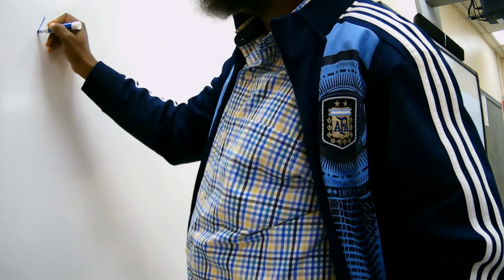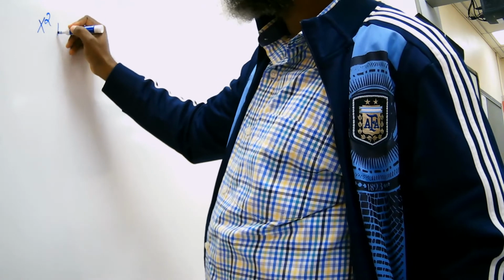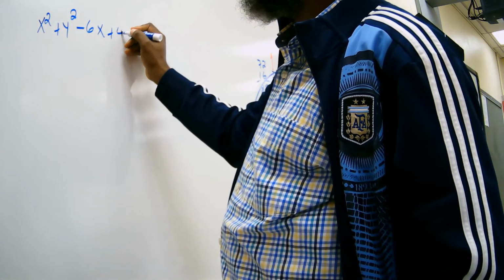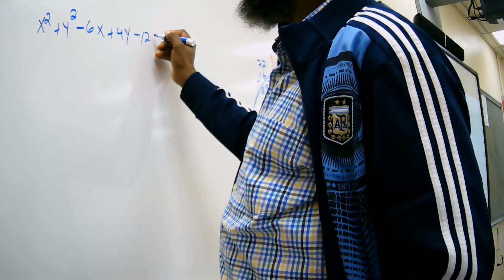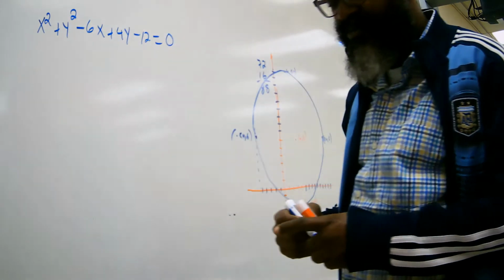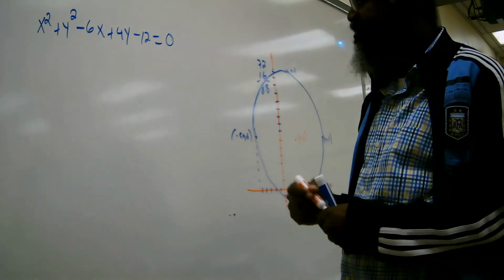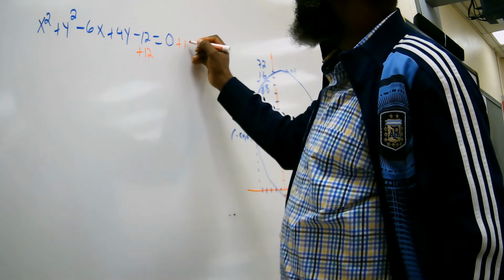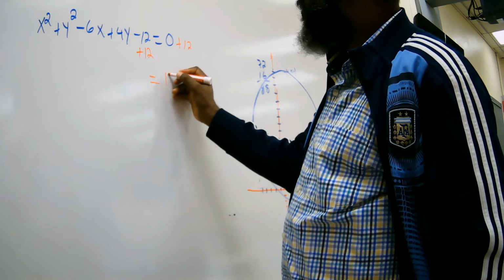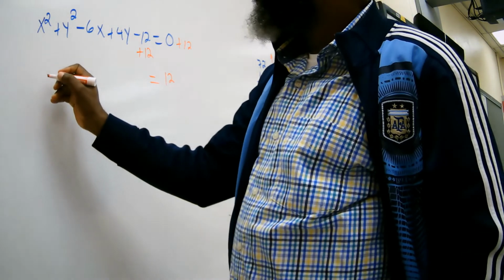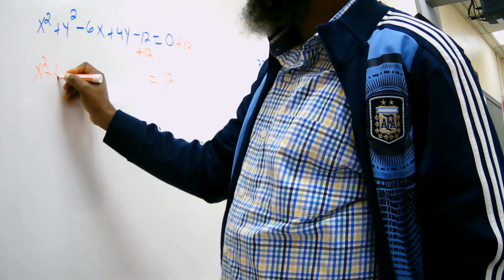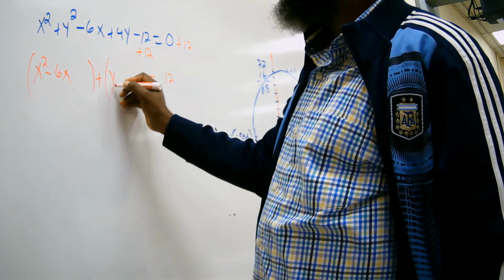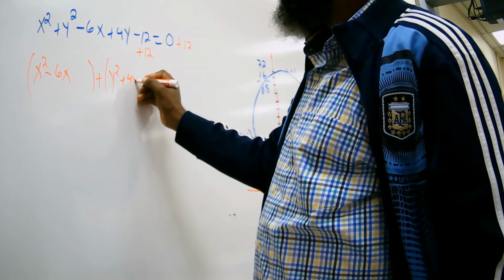Next problem, you have x squared plus y squared minus 6x plus 4y minus 12 is equal to 0. So let's put that in standard form. In order to put that in standard form, we know we have to get rid of the constants. You have 12 on each side. Then this side will become 12. Then we do family grouping, which is x squared minus 6x. Y squared plus 4y.